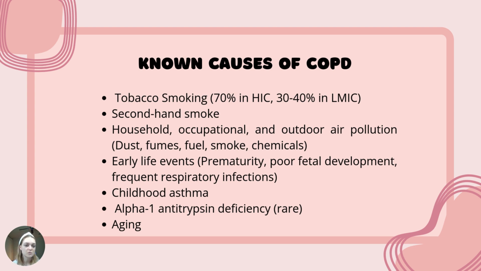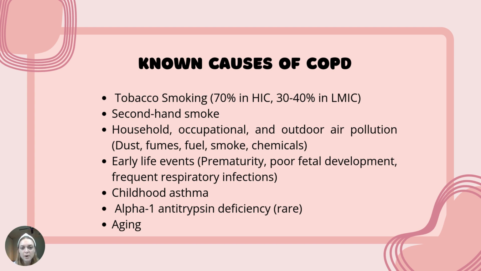Early life events can also be a cause of chronic obstructive pulmonary disease. This can include a premature birth. If you have poor fetal development, your lungs were not fully developed while you were in utero, and frequent respiratory infections. So if you are somebody that grew up with chronic pneumonia, you might find that you later have COPD. Childhood asthma patients are also people who we find a lot of COPD patients to be.